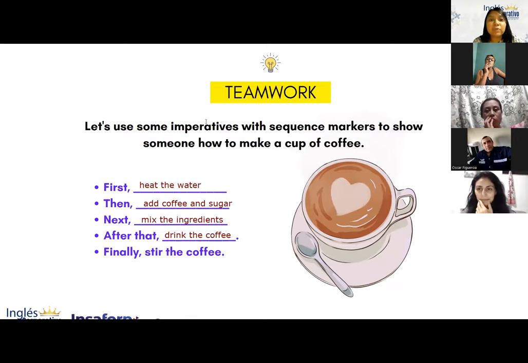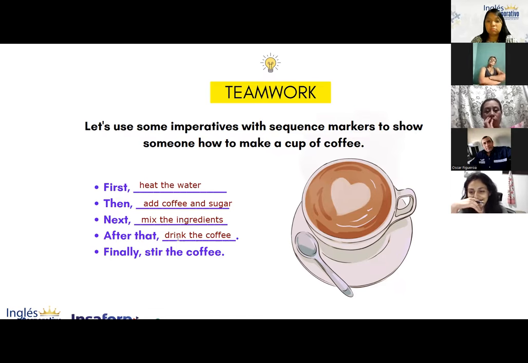Let's see. Let's read some of your answers. Janet said, put the water to boil, apply the coffee, serve the coffee in a cup, put milk in the coffee, and stir the coffee. Yes, it is correct. All of you are different. But we created this one with Rocibel and Maribel. So, first, heat the water. Then add coffee and sugar. Next, mix the ingredients. After that, drink the coffee.